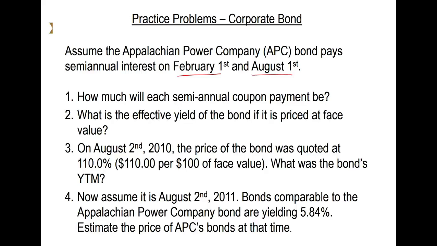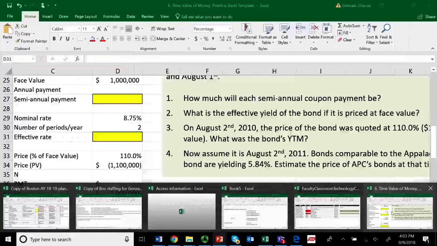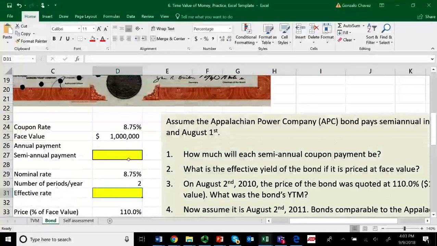All right. So we're going to answer a series of questions. Let's go to Excel. What I mean by that, of course, is that we go back to the same sheet that we've been using for time value of money, except that now you use the bond sheet, the bond tab. So let's start with the first question. How much will each semi-annual coupon payment be? This is an easy one because the coupon rate is 8.75. The face value or principal value is $1 million. What would the annual payment be?